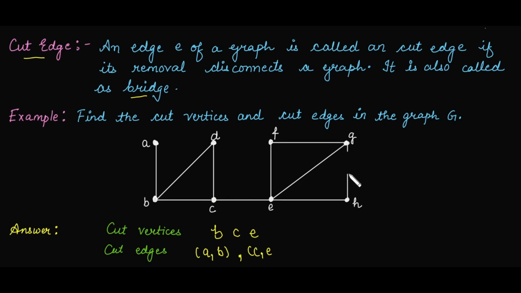After removal of this edge, again we get a connected graph. It means it is not a cut edge. After removal of the edge EH, again we get a connected graph. It means it is again not a cut edge. So in this graph we have 3 cut vertices and 2 cut edges.